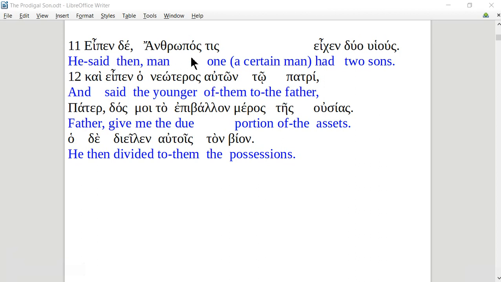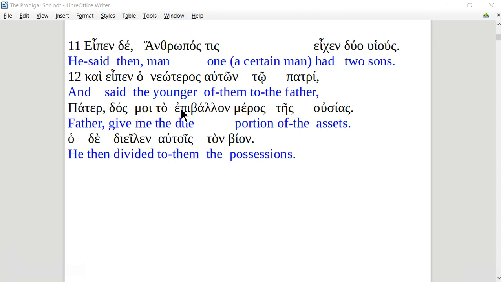Epen de anthropos tis, he said then, man one, in English we'd say a certain man, eichen duo huious, had 2 sons. Kai epen ho neoteros auton to patri, and the younger of them said to the father, pater. Notice the different forms of the word pater and patri, to the father.